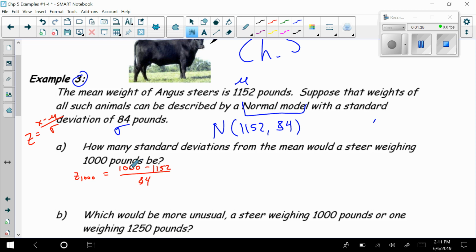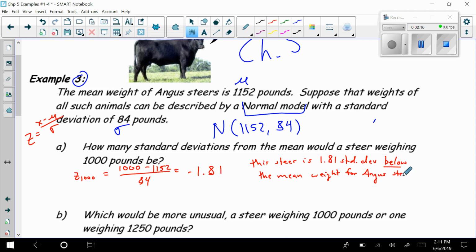Now, a 1,000-pound cow is below average, so we expect this z-score to be negative, and it comes out to be negative 1.81. Which means that this steer is 1.81 standard deviations below the mean weight for Angus steers.